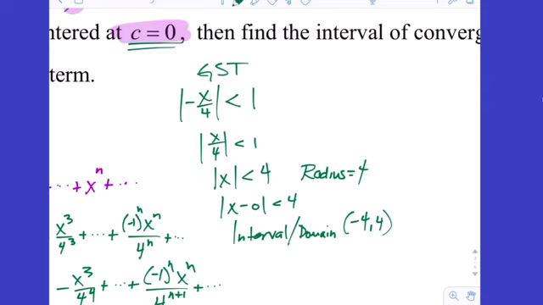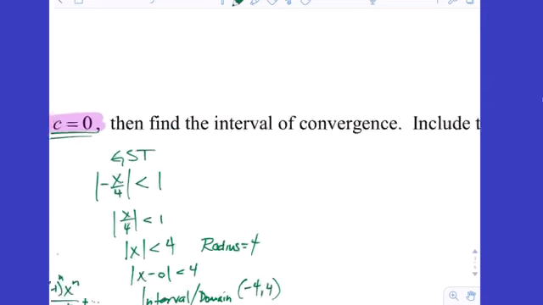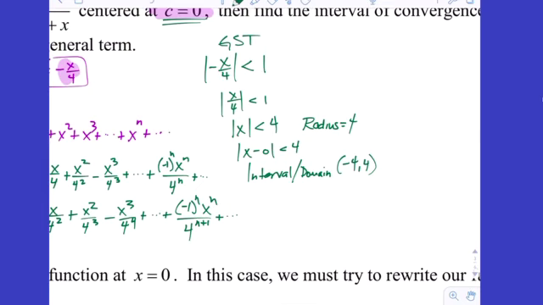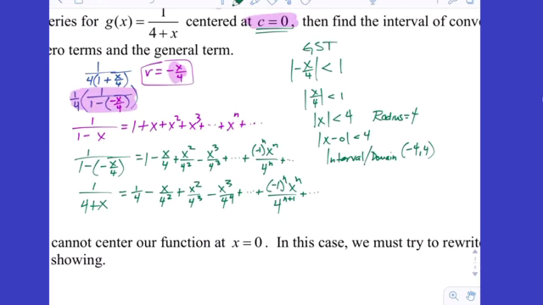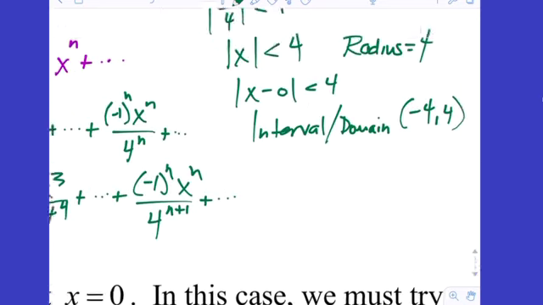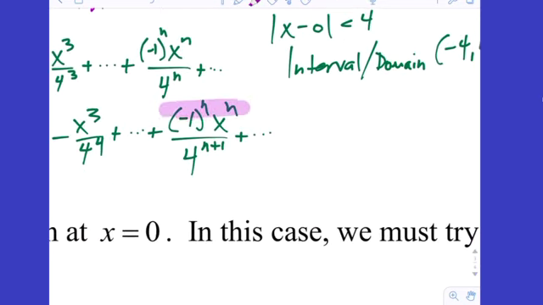In this case, we're not taking the derivative or the integral of it. We know it's a geometric series, so it's going to converge on the open interval. Now, if we weren't sure, what could we do? If you weren't sure if it converged at the endpoints, what could we do? Plug it in. Yeah, now to plug it in, remember, you're going to need your sigma notation.